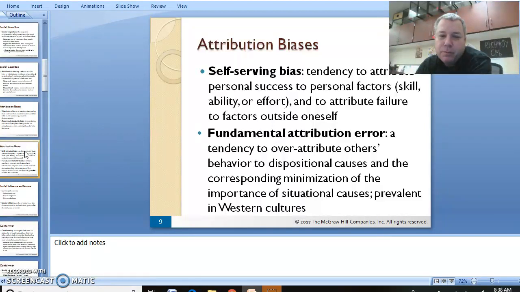And fundamental attribution error is a tendency to overemphasize the dispositional part in someone's attributions. Like someone cut you off, you say, that guy is a jerk. Well, you're wrong. The guy is trying to get to the hospital to deliver his baby. So fundamental attribution error is when we just use dispositional attributes rather than situational attributes.